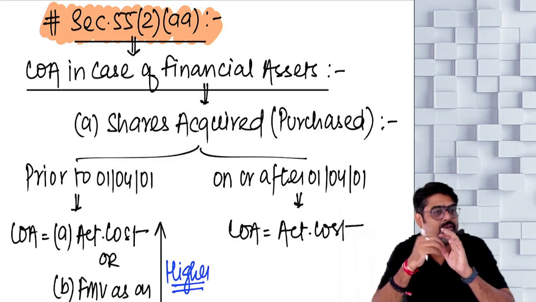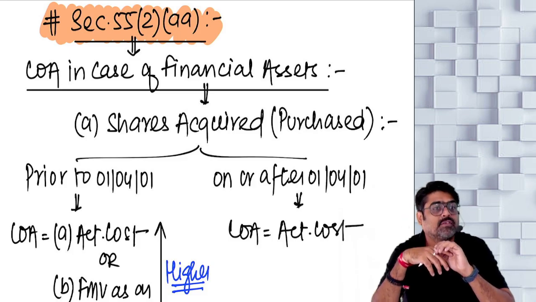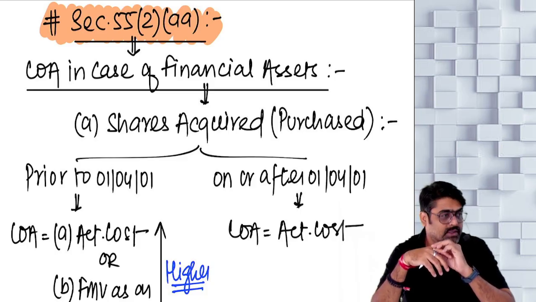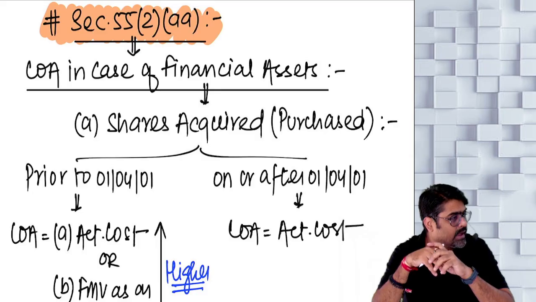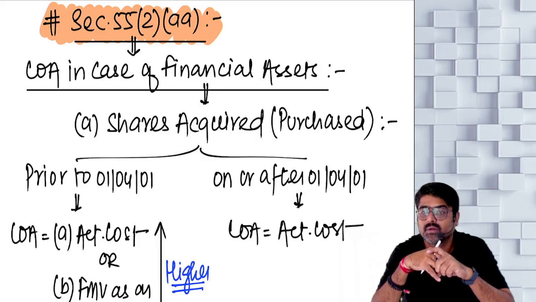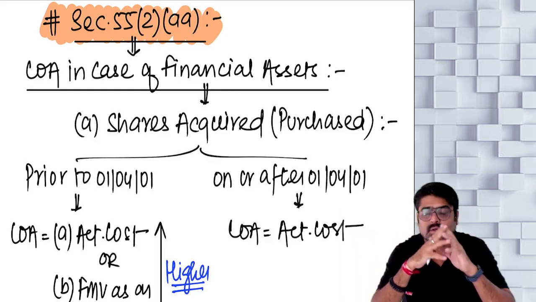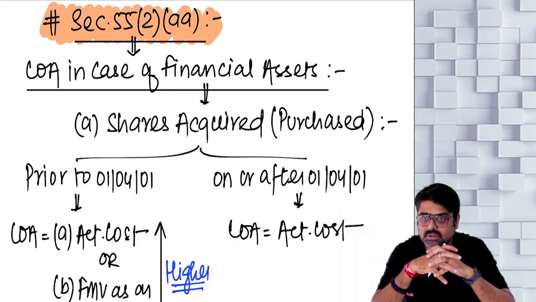Like we saw yesterday for intangibles. Section 55 subsection 2 clause A defines what? Cost of acquisition for intangibles. What if they are generated? Nil. What if they are acquired? We have to take actual cost. Yes or no?